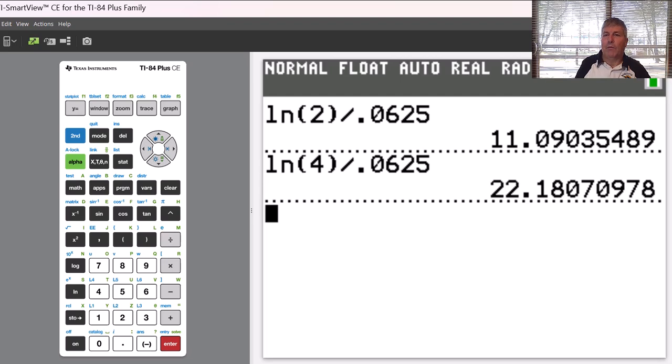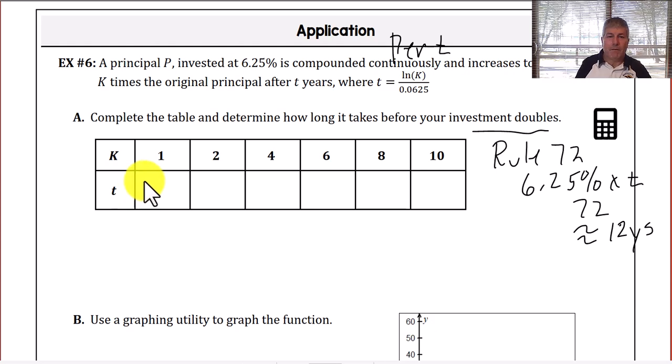So let's go back and complete that table. So the natural log of 1 over 0.0625 is going to be 0. The natural log of 2, we already saw that. That's 11.09. And 4 is 22.18, and so forth.